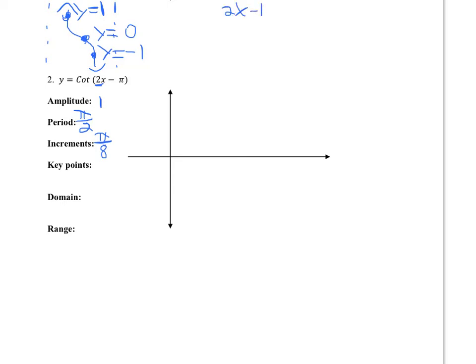So remember, to get the start, I'm going to put the start up here. We take 2x minus pi, and I set it equal to 0. So then you should see, you add pi, then divide by 2. So the first x value we're going to get is pi over 2.